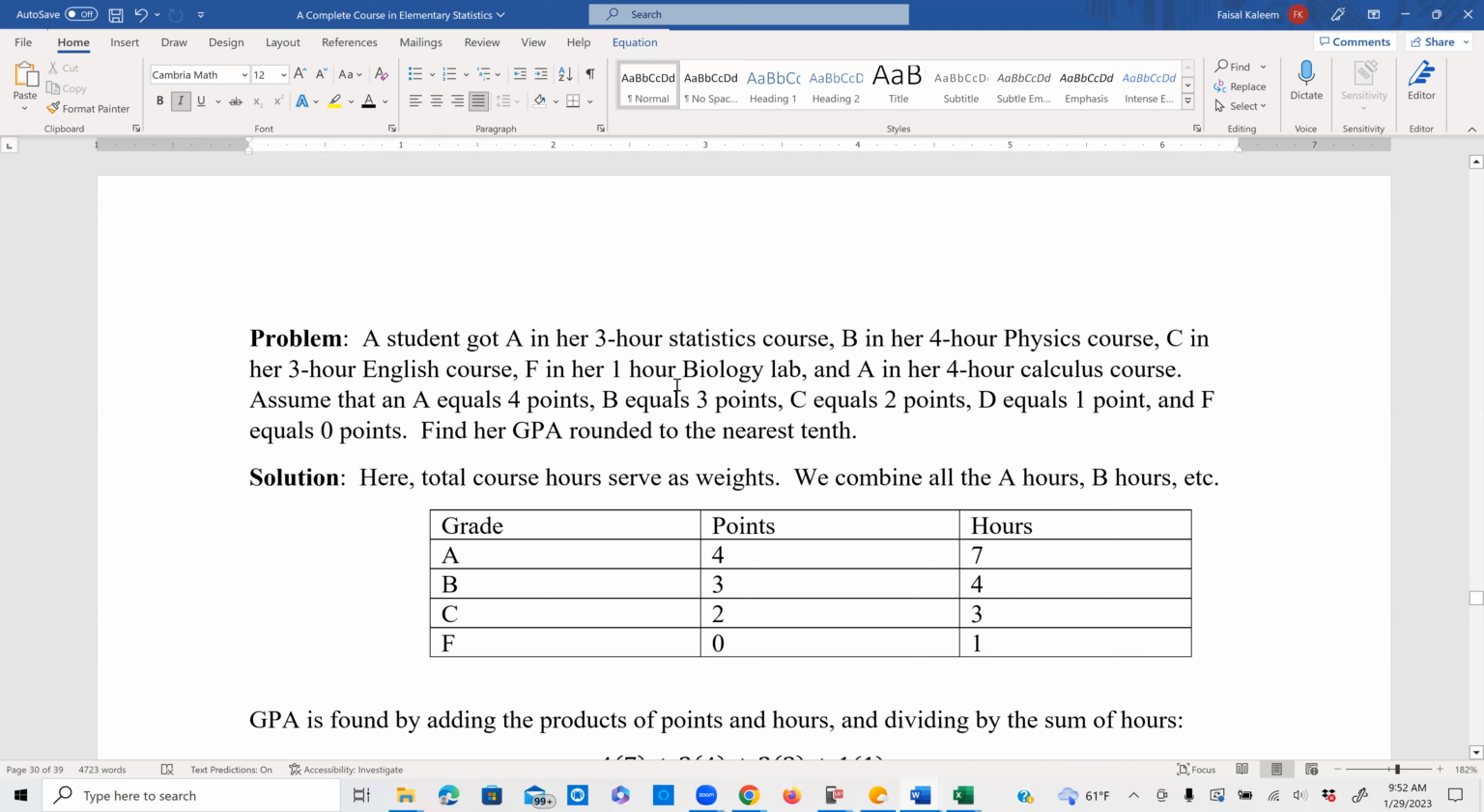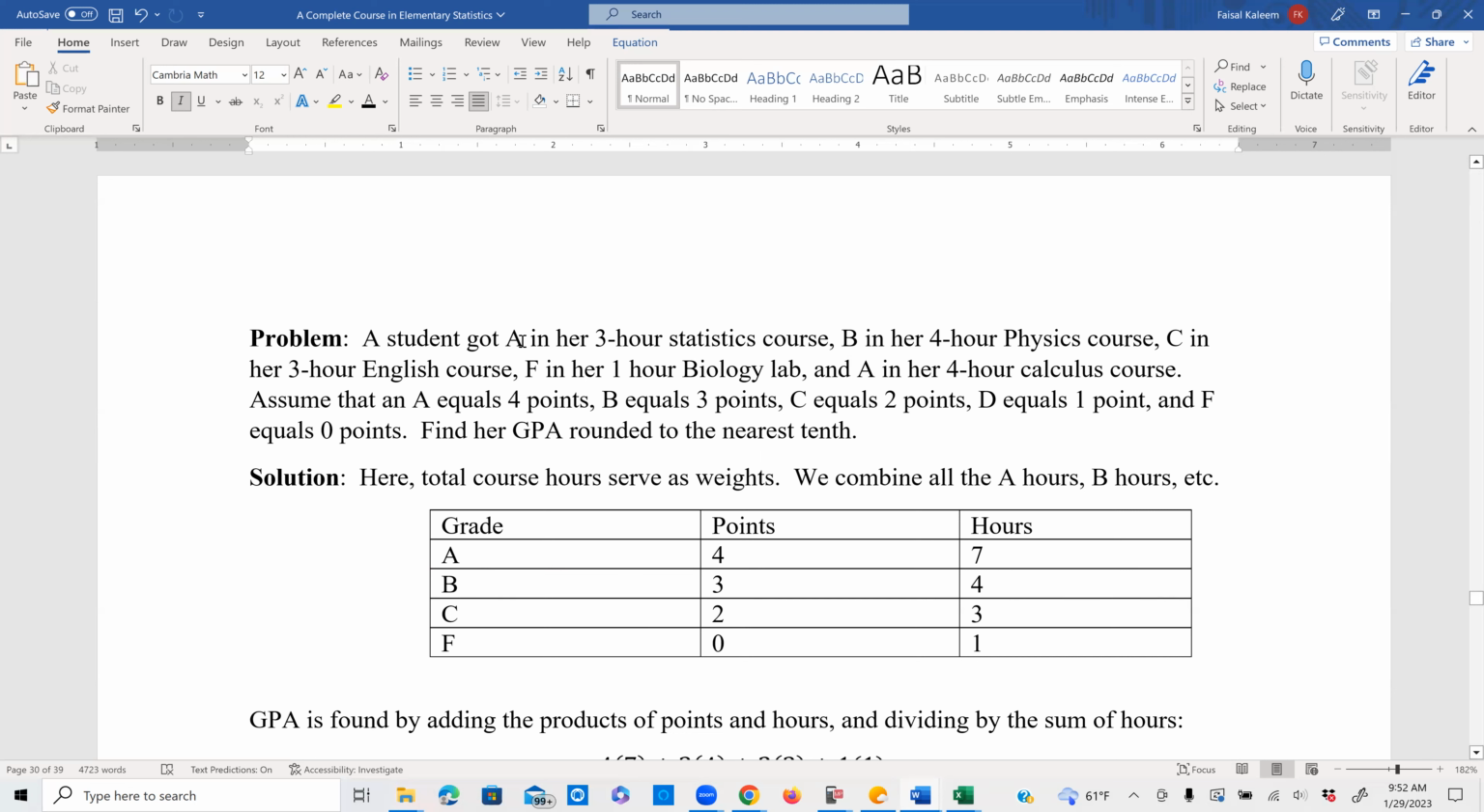A student got an A in her 3-hour stats course, B in her 4-hour physics course, C in her 3-hour English course, F in a 1-hour biology course, and A in a 4-hour calculus course. Assume A has 4 points, B has 3 points, C has 2 points, D has 1 point, F has 0 points. Find the GPA. So we've listed the grades which the student made: A, B, C, and F. And then here we list the points that correspond to each grade, and here the hours the student took for each grade.